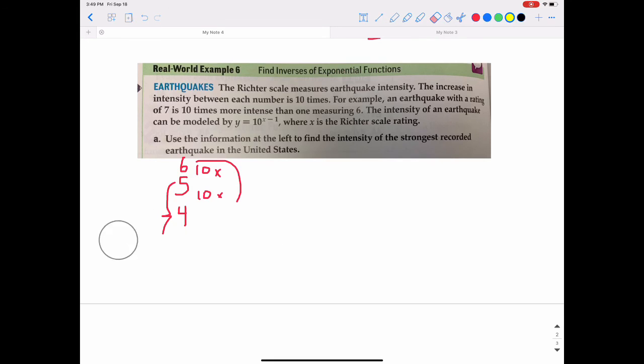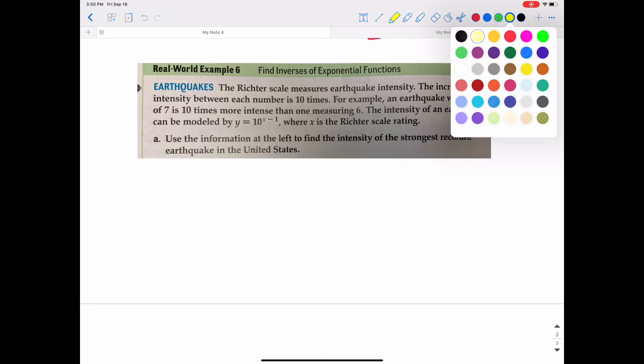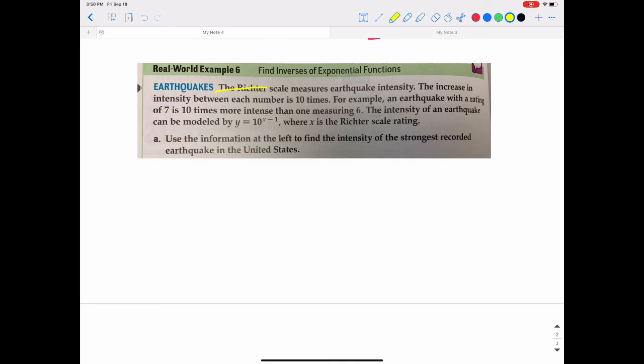So what this question asks us to do is, it explains the Richter scale. It says that the Richter scale measures earthquake intensity. The increase in intensity between each number is 10 times. For example, an earthquake with a rating of 7 is 10 times more intense than one measuring 6. The intensity of an earthquake can be modeled by y equals 10 to the x minus 1, where x is the Richter scale rating. So this part says use the information at the left to find the intensity of the strongest recorded earthquake in the United States.